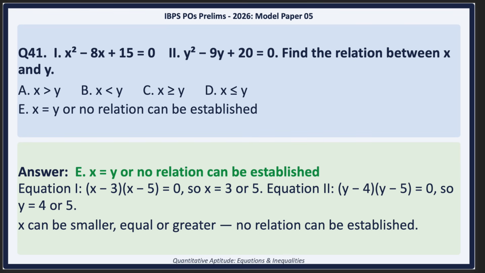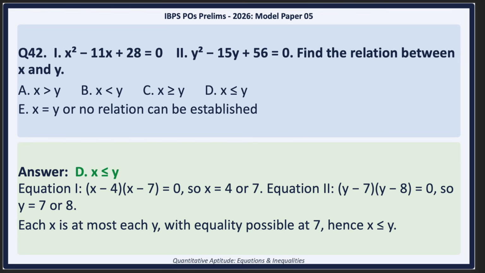How does it work? Well, if an equation is formatted as x squared minus a number plus a number equals 0, both of its roots will be positive. But if it's x squared plus a number equals 0, both roots will be negative. Okay, so let's apply this weather report to question 44. The x equation is x squared plus 11x plus 30 equals 0.